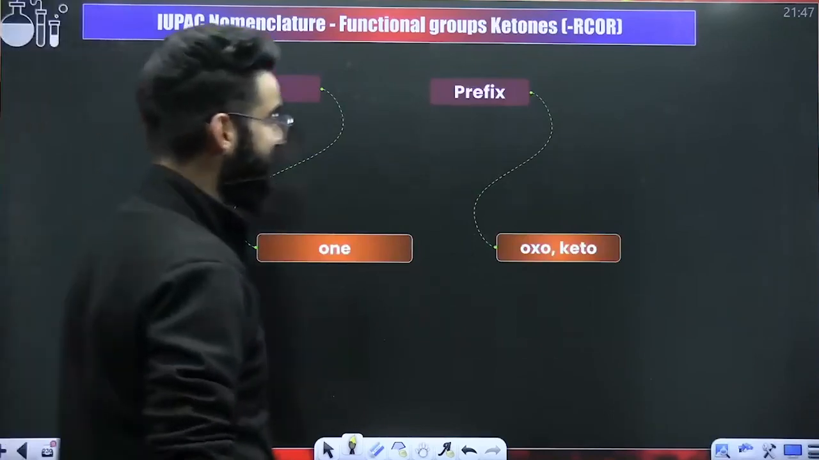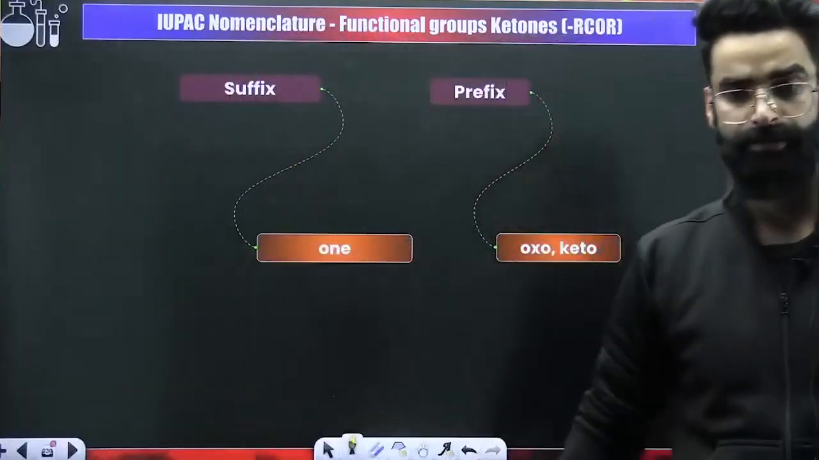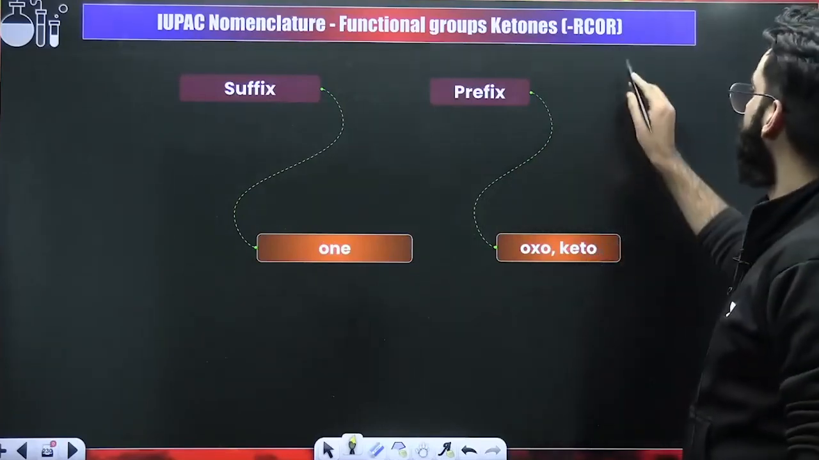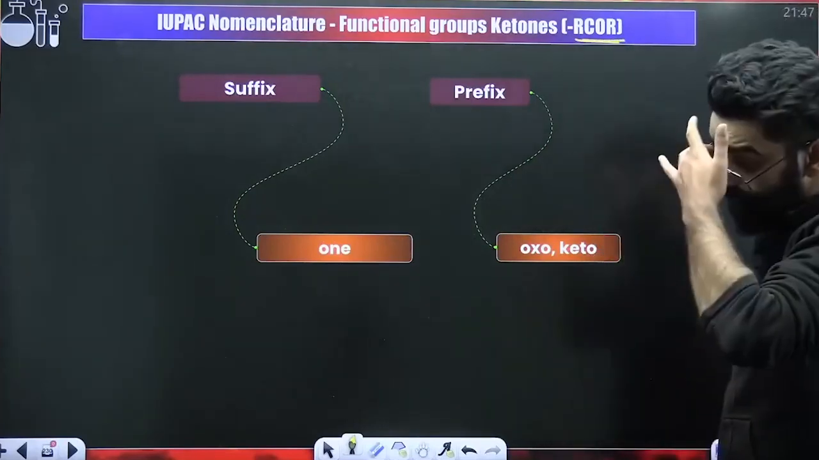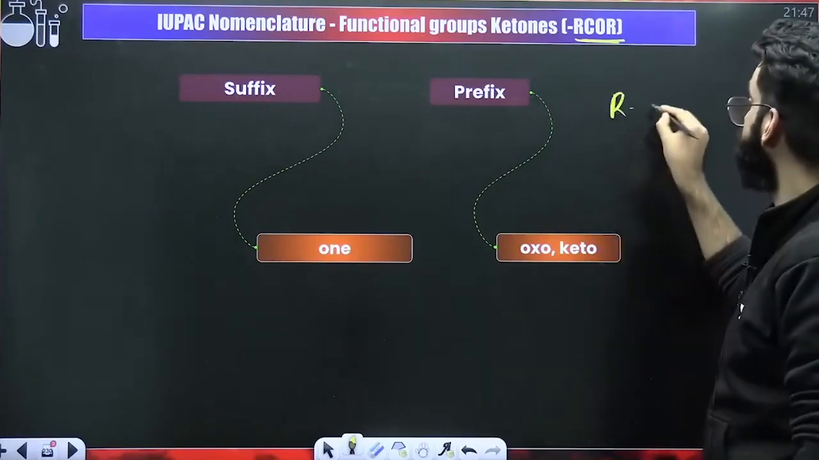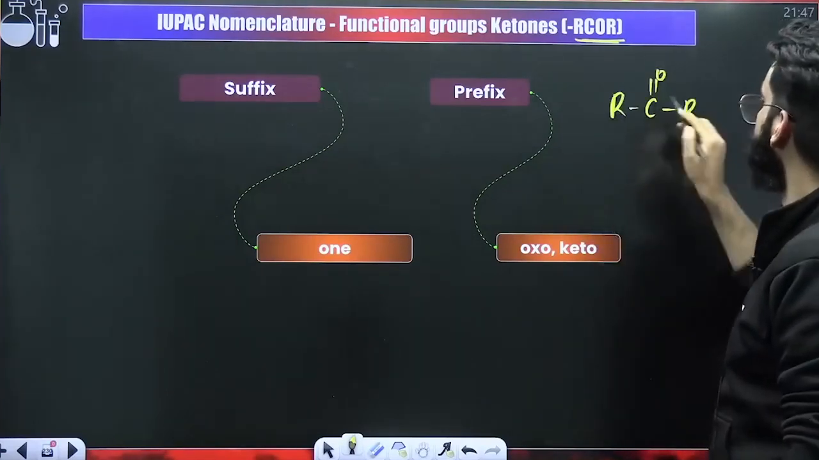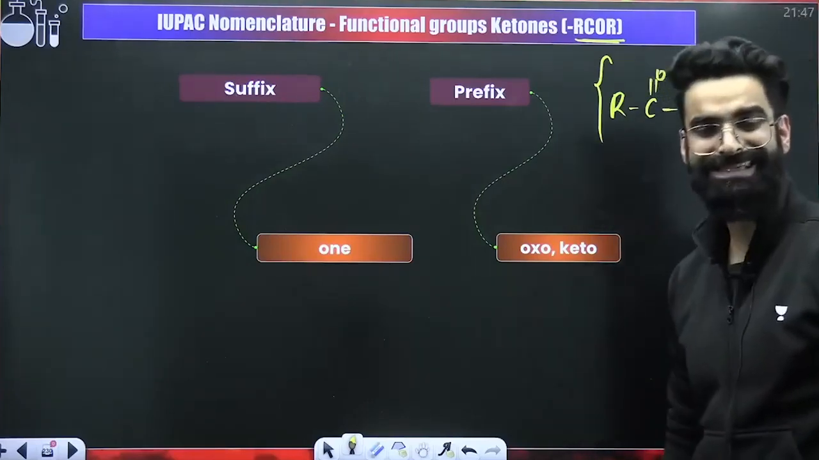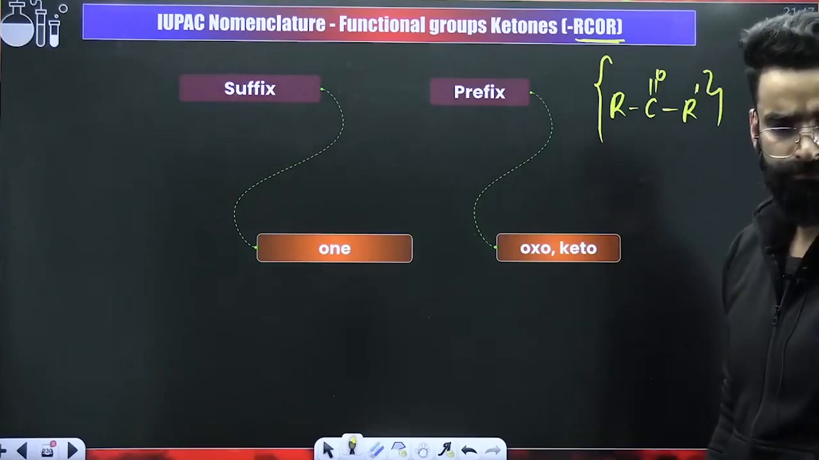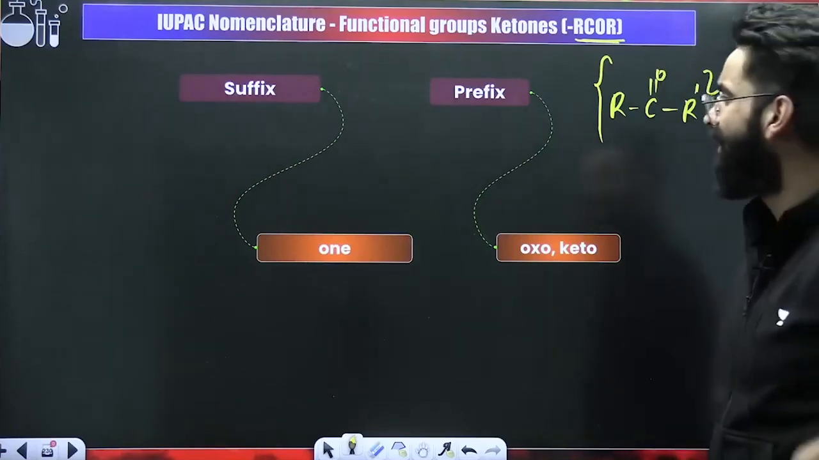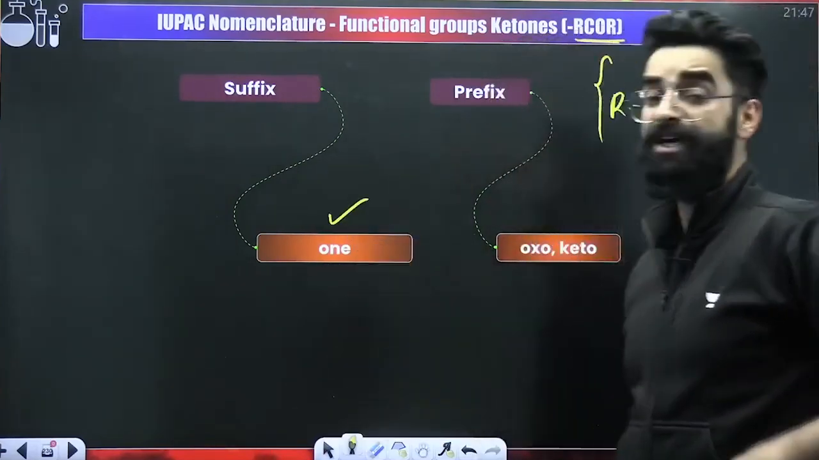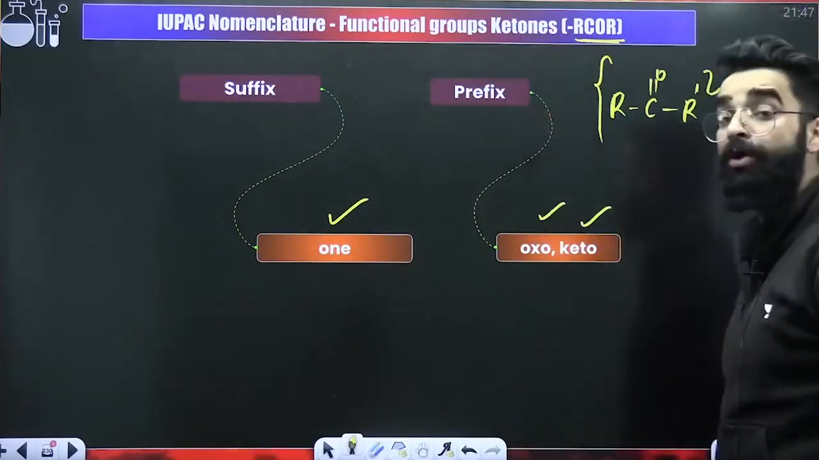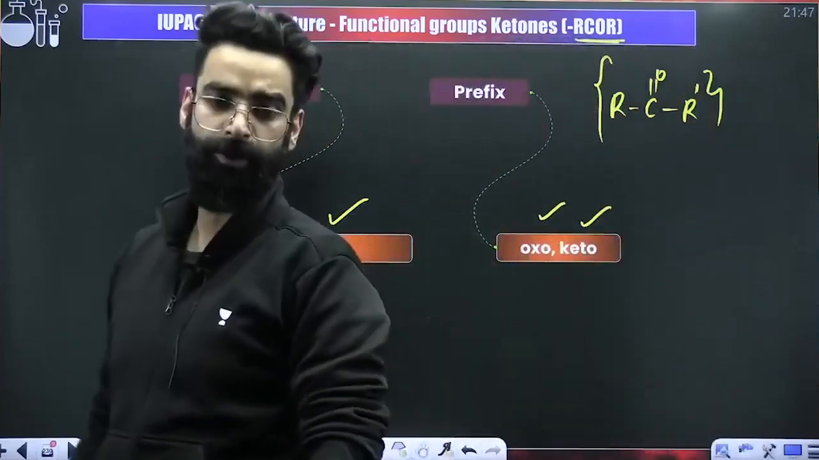There is one more functional group, that is ketone. This is your ketone, RC double bond OR. Now, as a suffix, you'll be using the term one, O-N-E. As a prefix, you'll be either using oxo or keto.